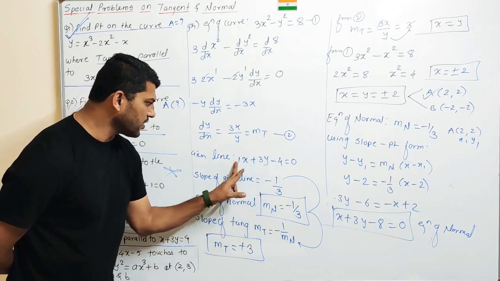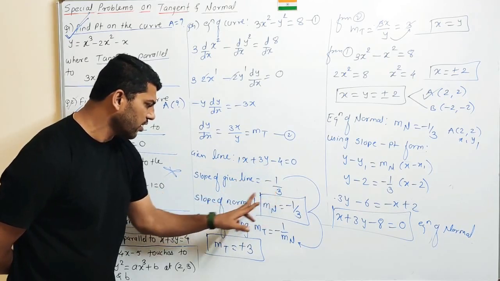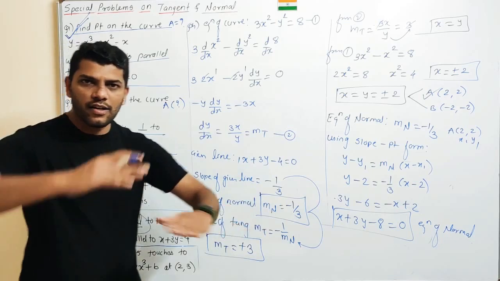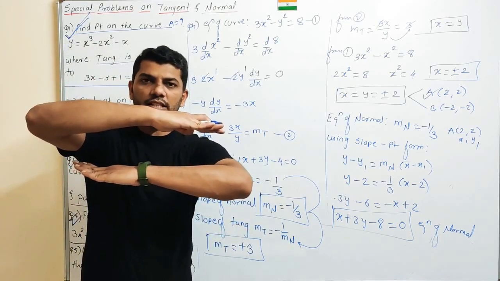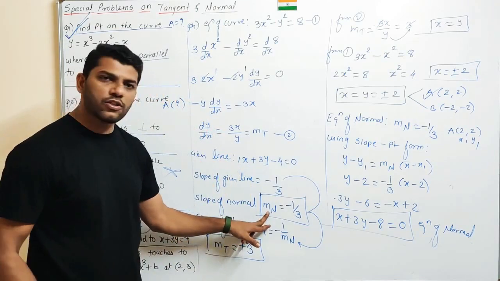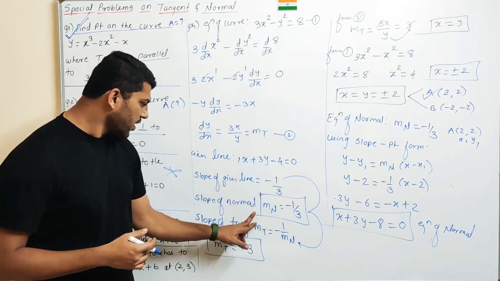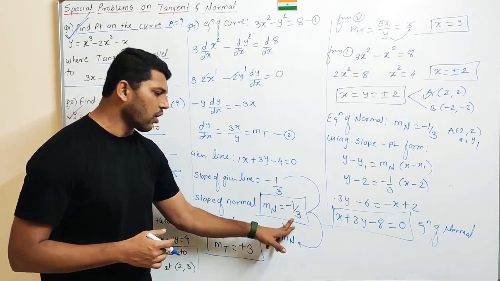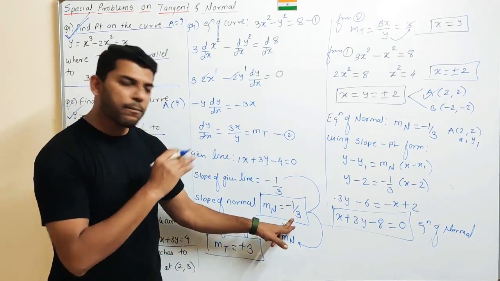Its slope is minus x coefficient divided by y coefficient. And since this line is parallel to the normal, if two lines are parallel, then their slopes are also equal. The slope of the given line is equal to the slope of normal. So here we can say the slope of line and slope of normal are equal since they are parallel.